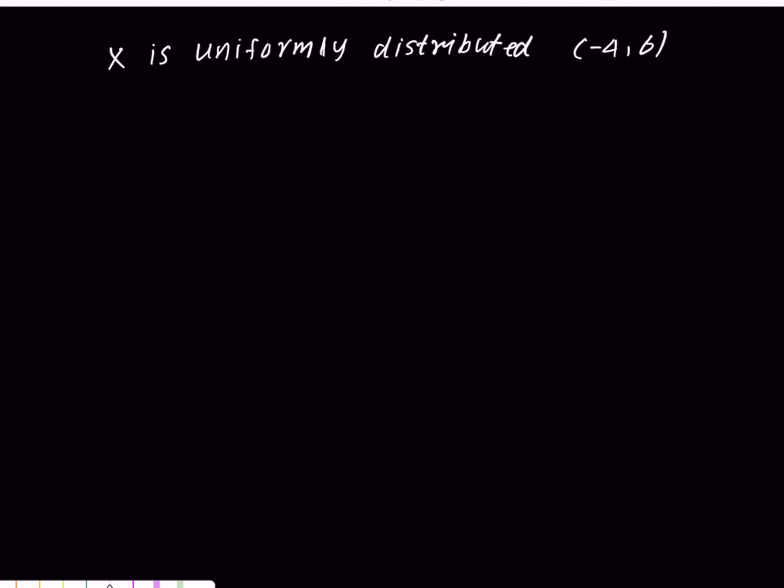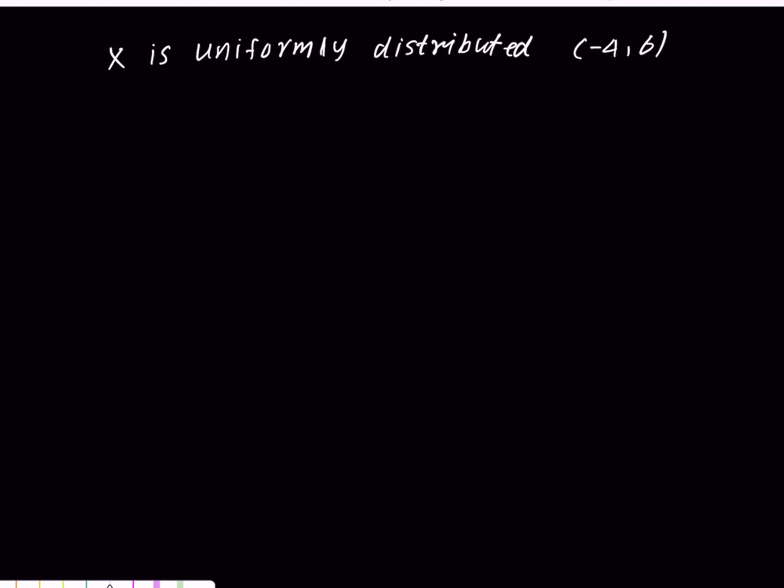This is question number 2 of test number 3. Here it says x is uniformly distributed between -4 and 6. First, let me explain the uniform distribution.